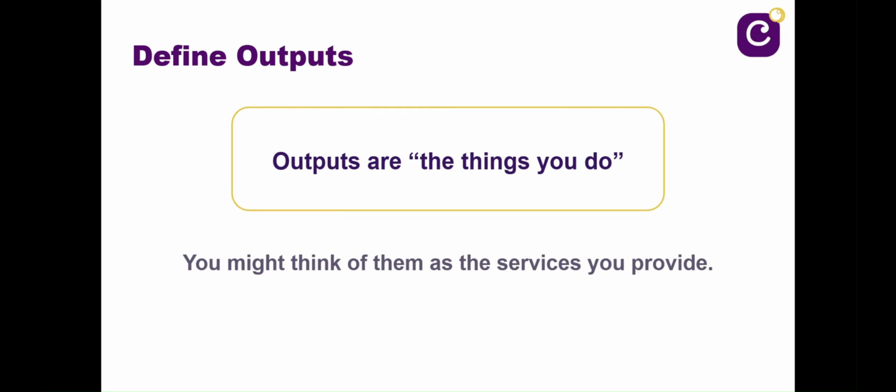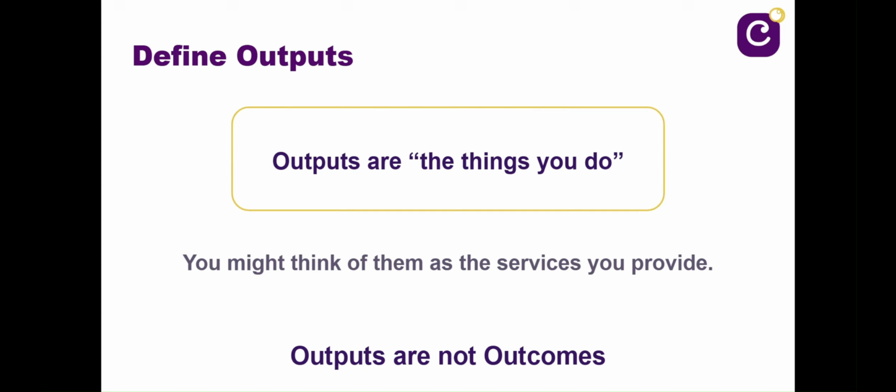Okay, let's define outputs. Outputs are the things you do. You can also think of them as the services you provide. Now let's say this right up front. Outputs are not outcomes. The words sound a lot alike, but outputs are different from outcomes. They are different concepts that matter a lot in the nonprofit sector, especially to foundations. We'll talk about outcomes in another video, so for now, embed this idea deep into your brain. Outputs and outcomes are not the same thing.